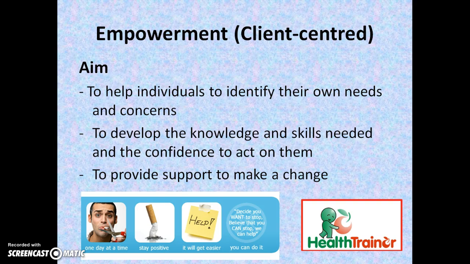People might join Weight Watchers. They've identified the need to lose weight, so they go along and they meet with a group of other people that actually support them and help them and encourage them to make those changes. But the client has identified they need to make that change. It's really come from them.